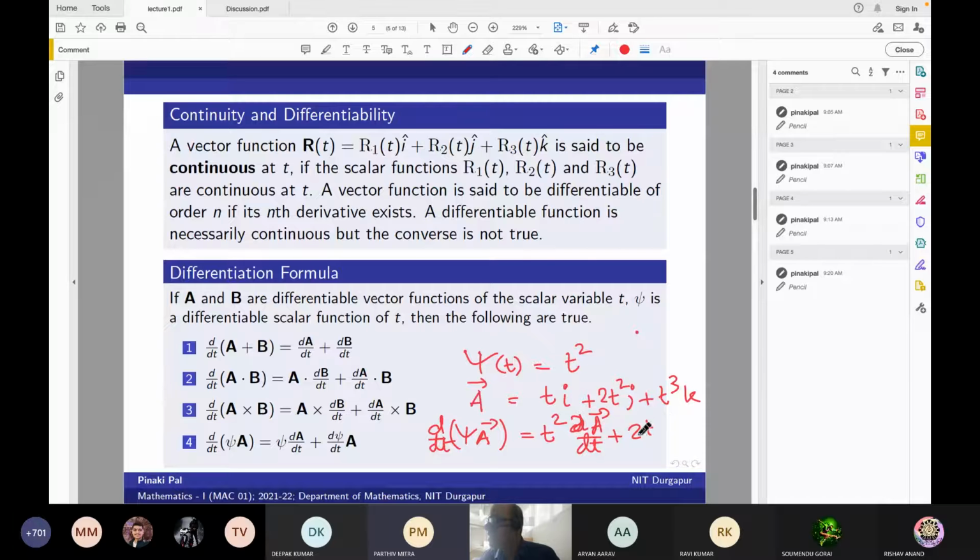d psi dt is equal to 2t, and then you have to write this a. Okay, so this is how you can operate. Otherwise, you can just multiply the scalar function component-wise. You will get t squared i plus 2t to the power 4 j plus t to the power 5 k, and then you can differentiate.